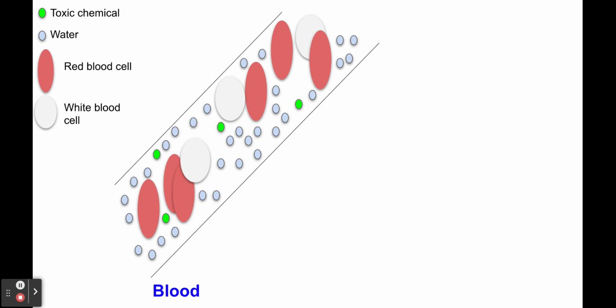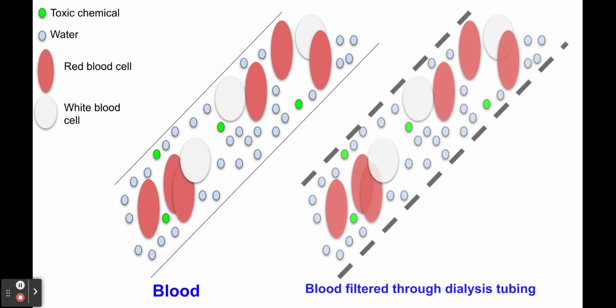What happens in dialysis is your blood is slowly removed from your body and filtered through dialysis tubing before it's put back in your body. Here's dialysis tubing. You can see that it's no longer solid lines. The dialysis tubing is actually a semi-permeable membrane. And if you look at the size of the holes in the semi-permeable membrane, what could fit through? Well, the water is small enough to fit through. The toxic chemicals are small enough to fit through. But the red blood cells and the white blood cells, which are good things to have in your blood, those are too big. Those won't fit through.